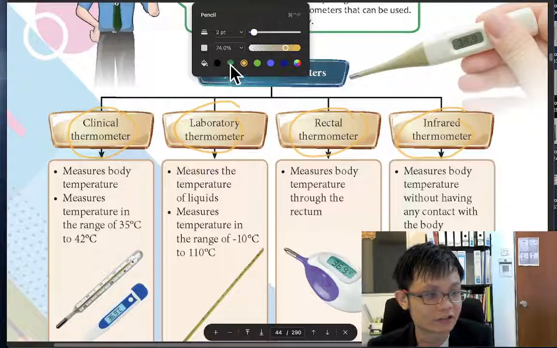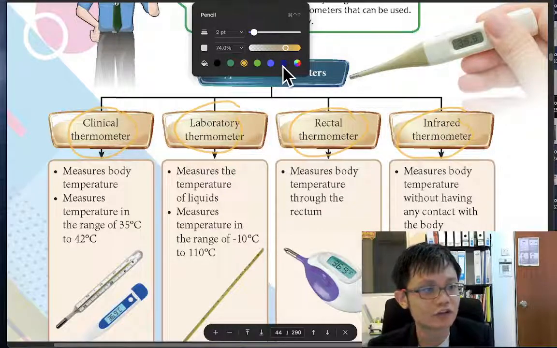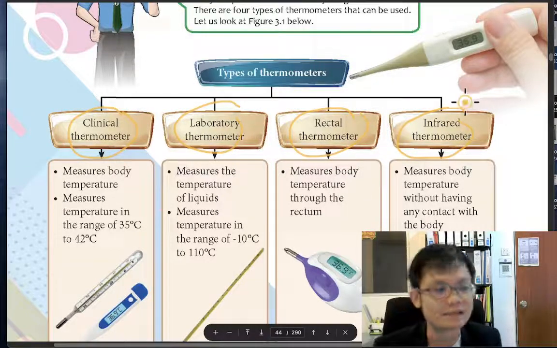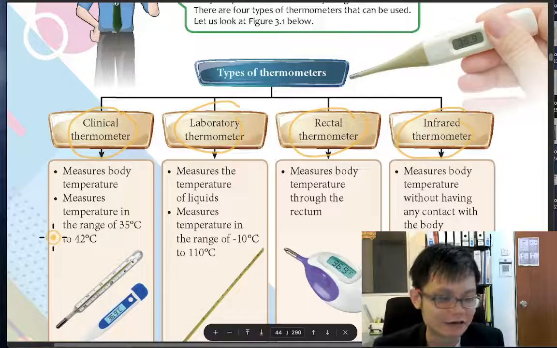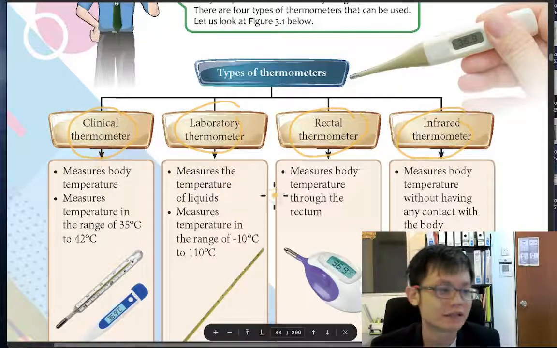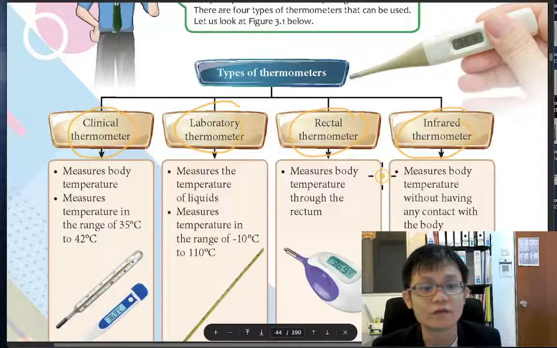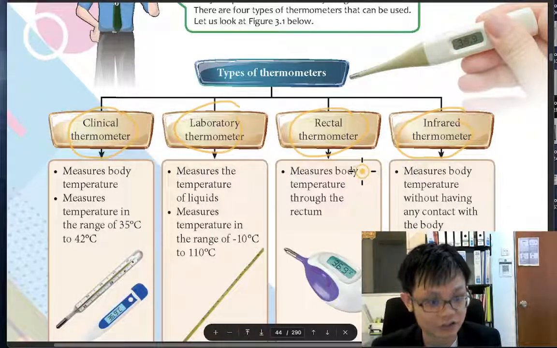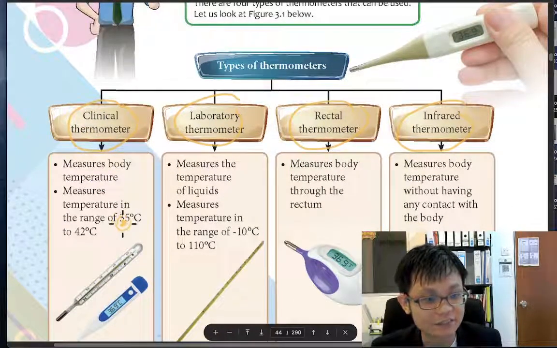And usually the question will ask something like, which thermometer is the best? You cannot ask this question. All thermometers are very good, but they have different functions. So we have the clinical thermometer. What is the function? The function is to measure 35 to 42 Celsius only.